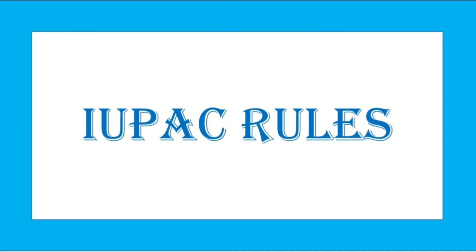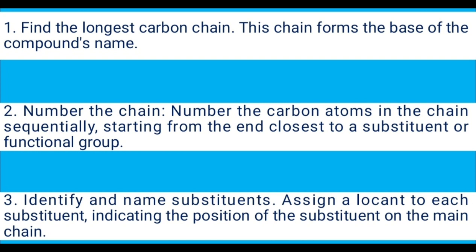So according to IUPAC rules, the first thing you have to do is to find the longest carbon chain, and this chain will be the base of the compound's name, or it can be called a skeleton. Then you have to number the chain. You write the number of the carbons, and you have to start from the end that is closest to a substituent or to a functional group.